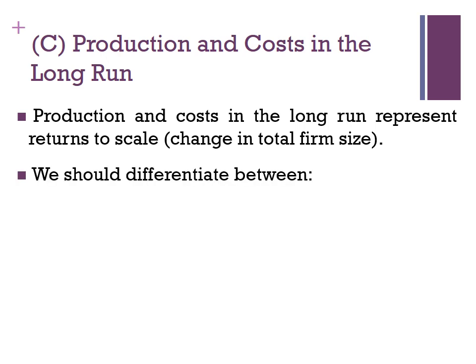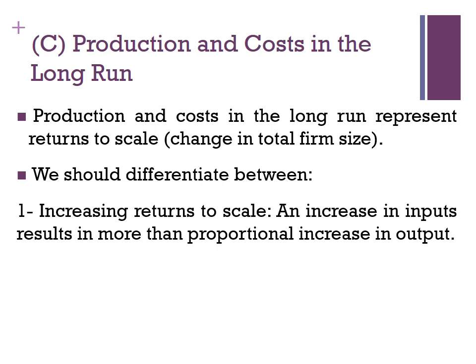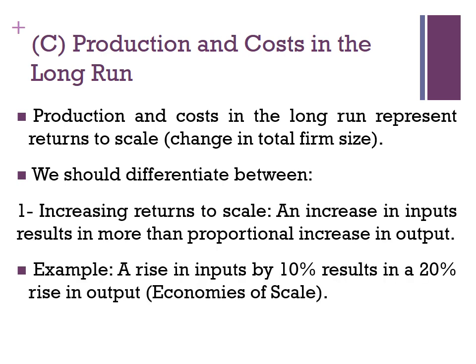So here we should differentiate between, number one, increasing returns to scale. We mean by increasing returns to scale that an increase in inputs by the firm results in more than proportional increase in output. So for example, a rise in inputs like labor and physical capital and so on, by 10% results in a 20% rise in output. Here observe, the increase in production is higher than the increase in inputs.